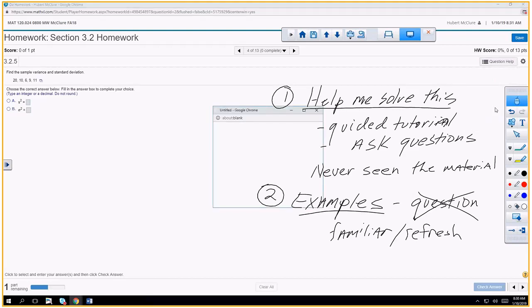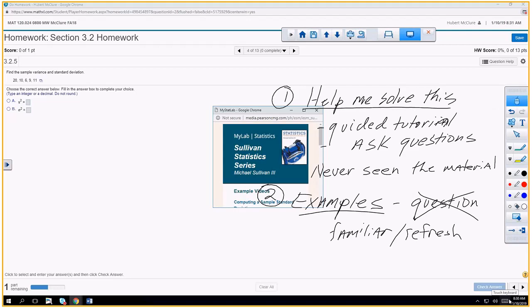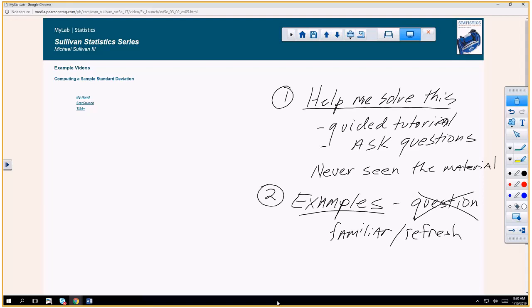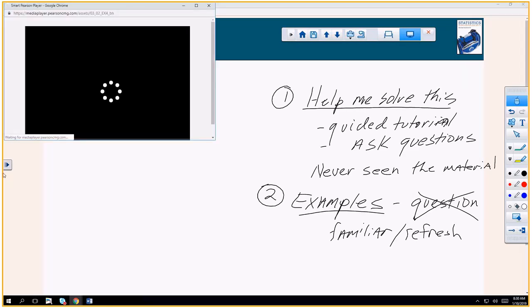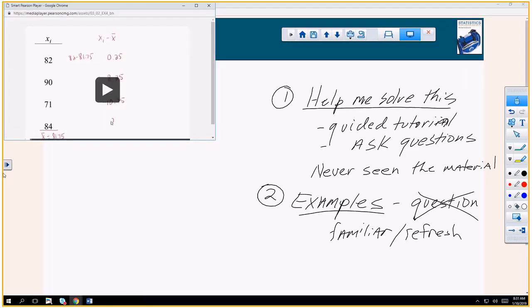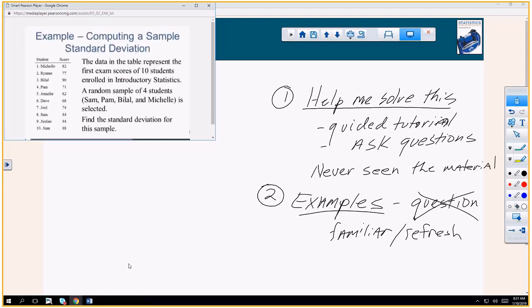Well, if you're at home, there we go. It's success. Okay, by hand, and it shows it. There we go. This is new. I've never seen this before, so there you go. And it shows you how to do the problem by hand with StatCrunch.